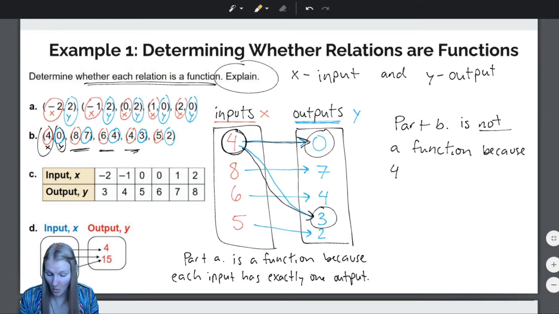So part B is not a function because 4 has 2 outputs. It's pointing to the 0 and the 3. So part B is not a function.